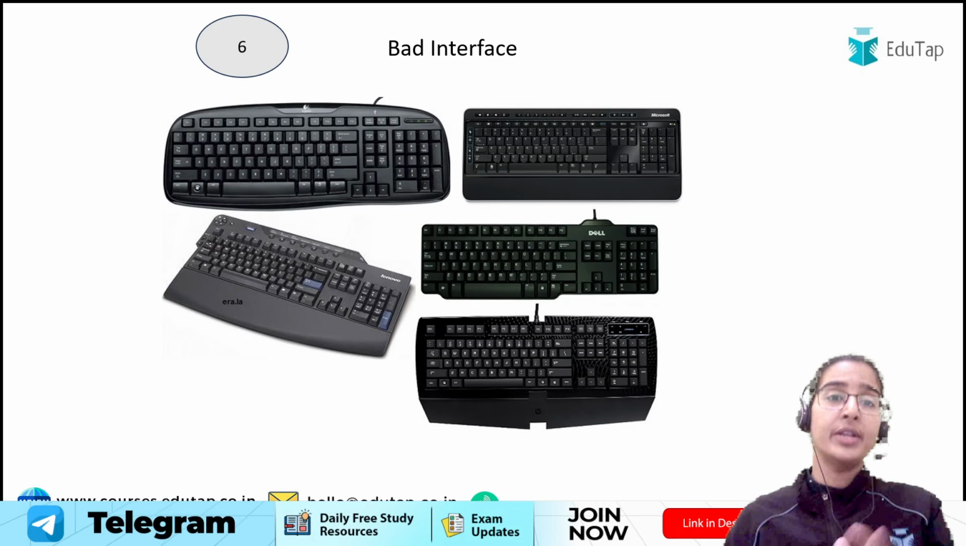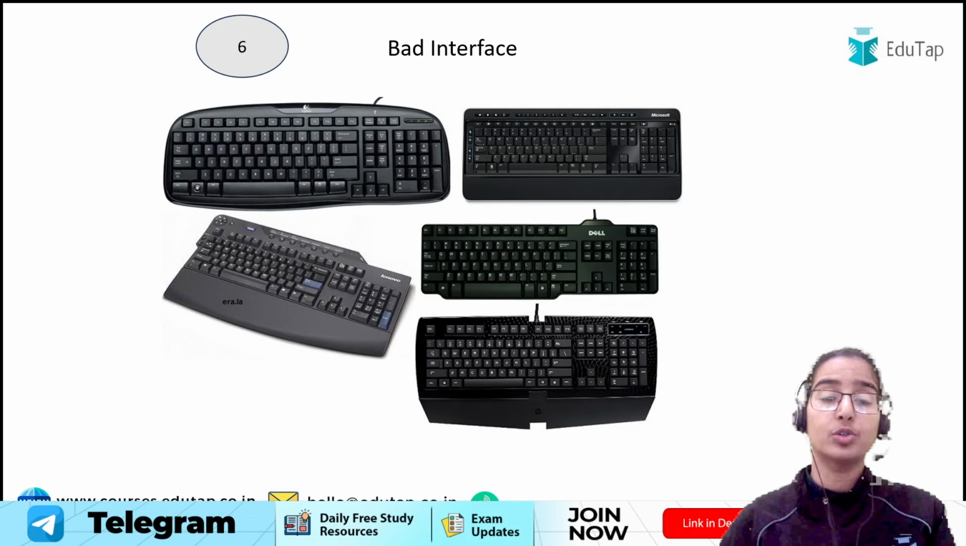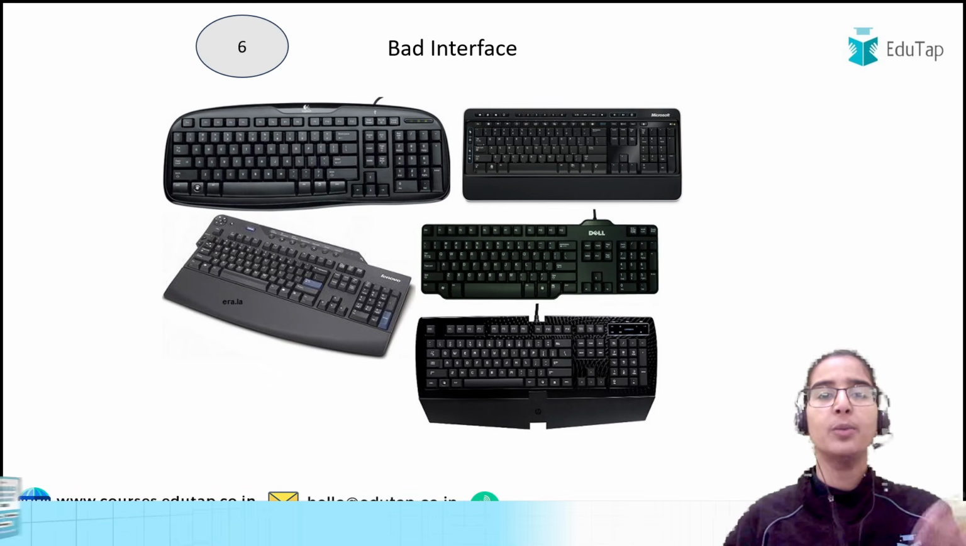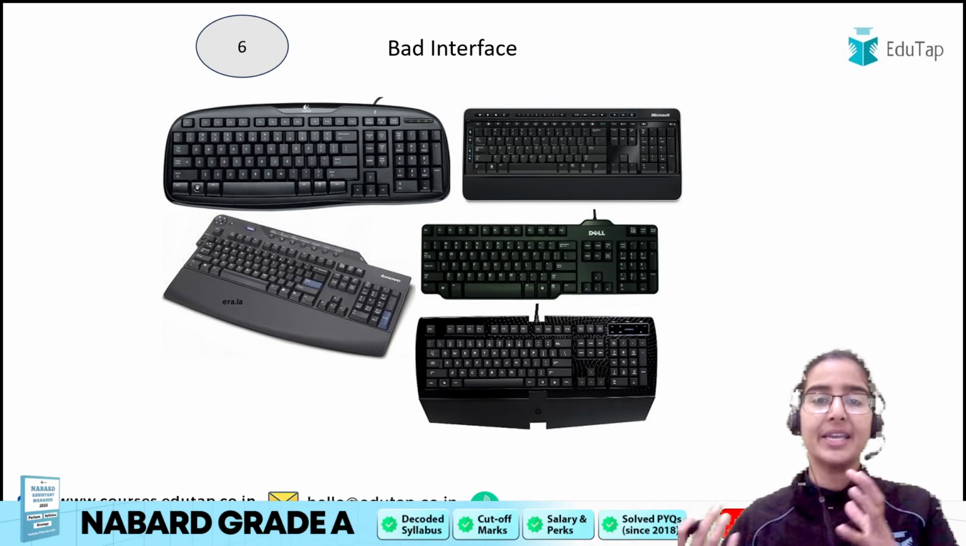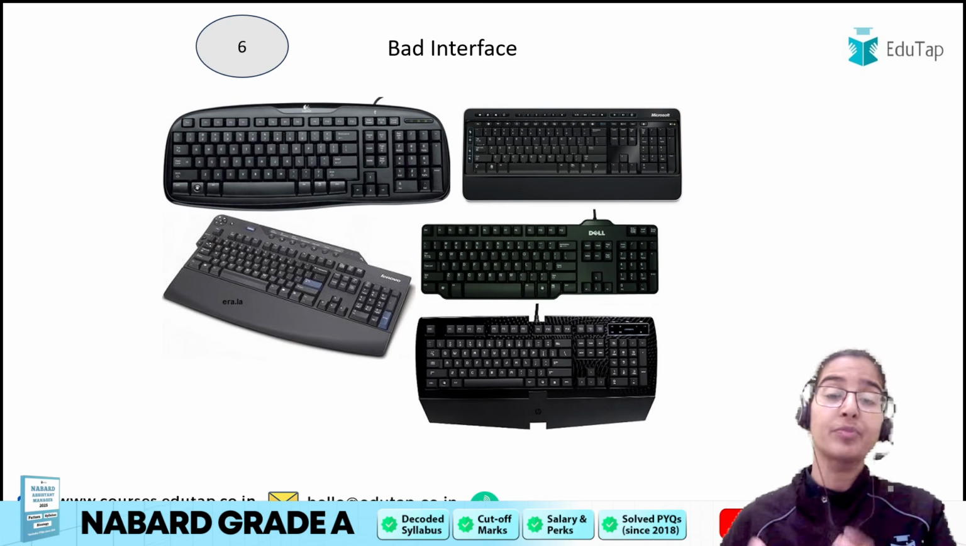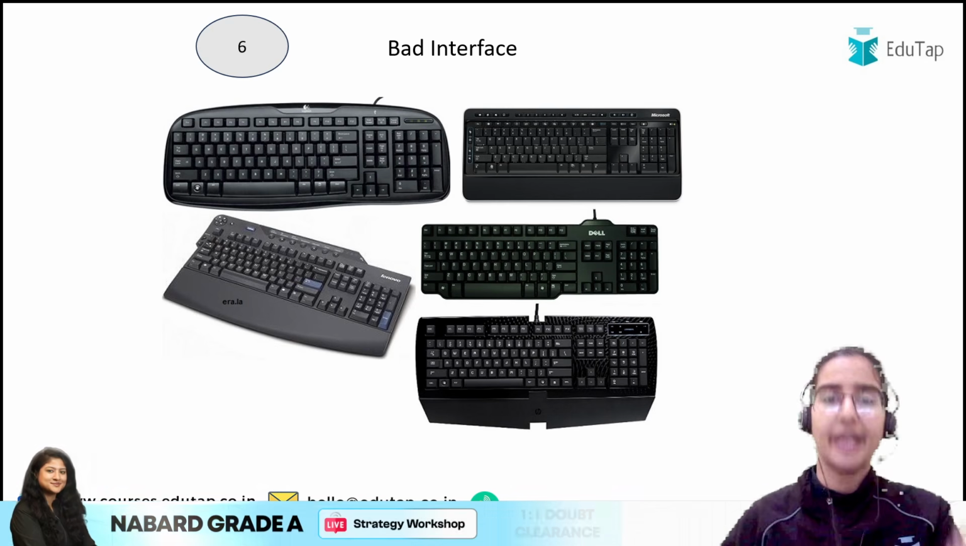Now coming to the next part, which is the bad interface. So students, a lot of times the bad interface issue occurs. So therefore I'll suggest that even if you have laptops, try practicing on keyboards, borrow keyboards from your friends and try practicing on different keyboards, so that in the exam, whatever situation comes, you are able to tackle it.